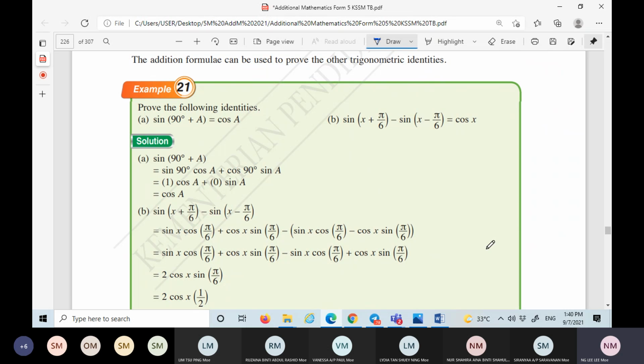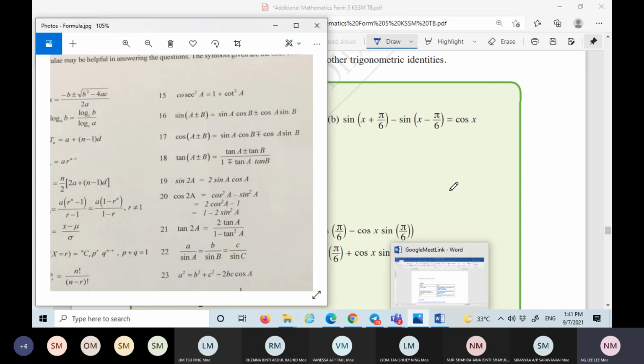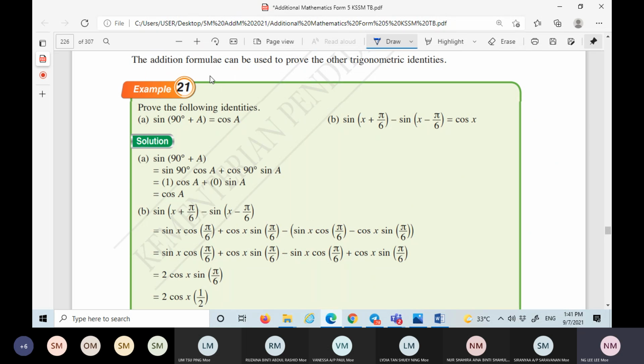Okay, look at example 21A. You will see the left hand side is more complicated. Your right hand side is only cos A, so you start from the left hand side. So you use the addition formula for 90 plus A. I use this formula: A plus B, sin A cos B plus cos A sin B. This is sin A plus B.